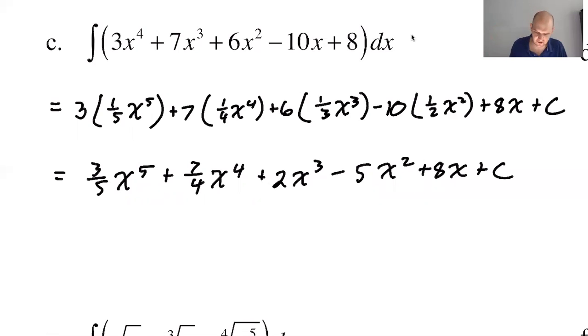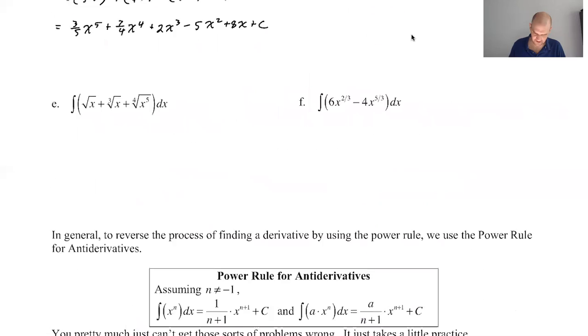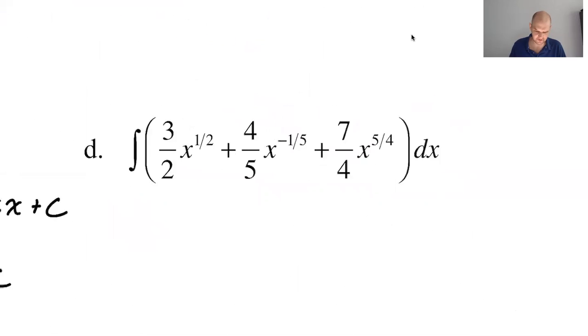You want to check it? Go through in power rule. Bring the 5 down. 3/5 times 5 is 3. And then x to the 4th. Bring the 4 down, you get 7x cubed. Bring the 3 down, you get 6x squared. Bring the 2 down, you get -10x. The derivative of this is 8. It worked. So let's see, how many of these are there? We're good. Let's just do it.